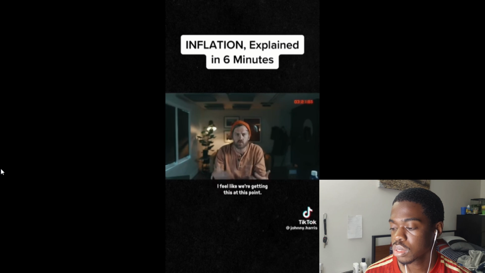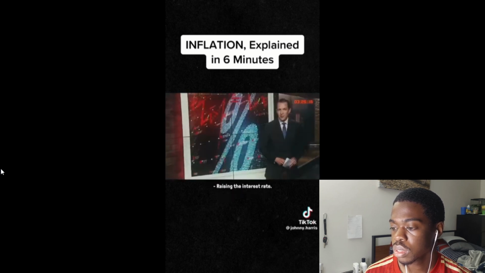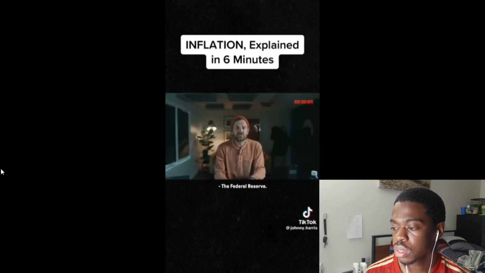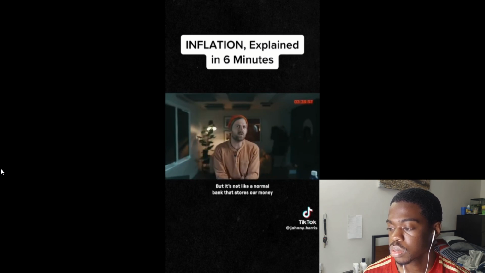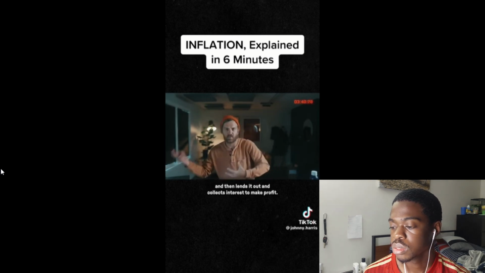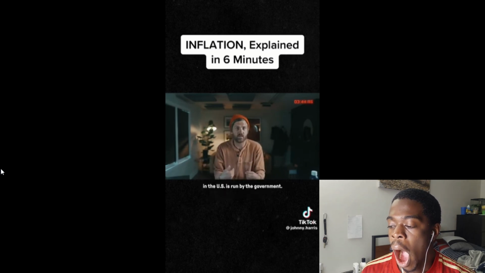I feel like we're getting this at this point. But what do interest rates have to do with all this? Raising the interest rate. The Fed, the Federal Reserve. Most countries have a central bank, the puppet master of the economy, the bank of all banks for that country. But it's not like a normal bank that stores our money and then lends it out and collects interest to make profit. That's what a normal private bank does. The central bank, which we call the Fed here in the US, is run by the government.